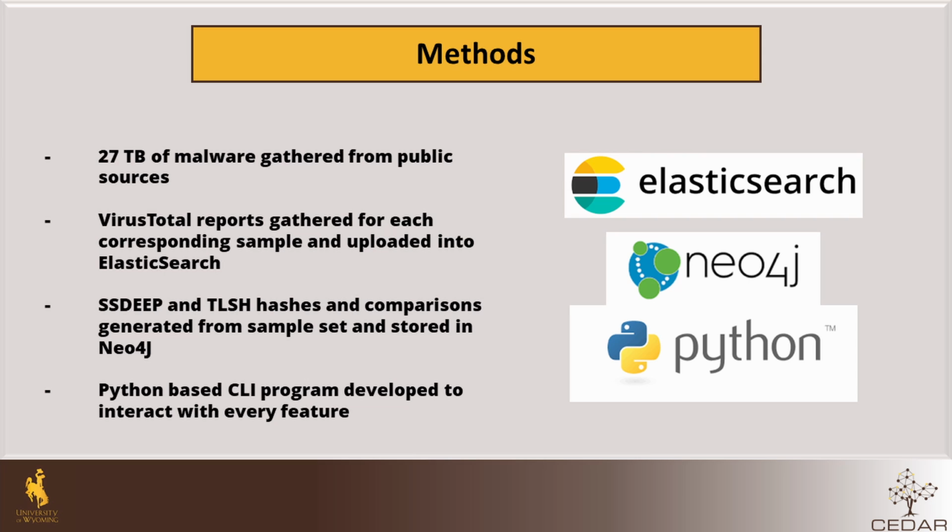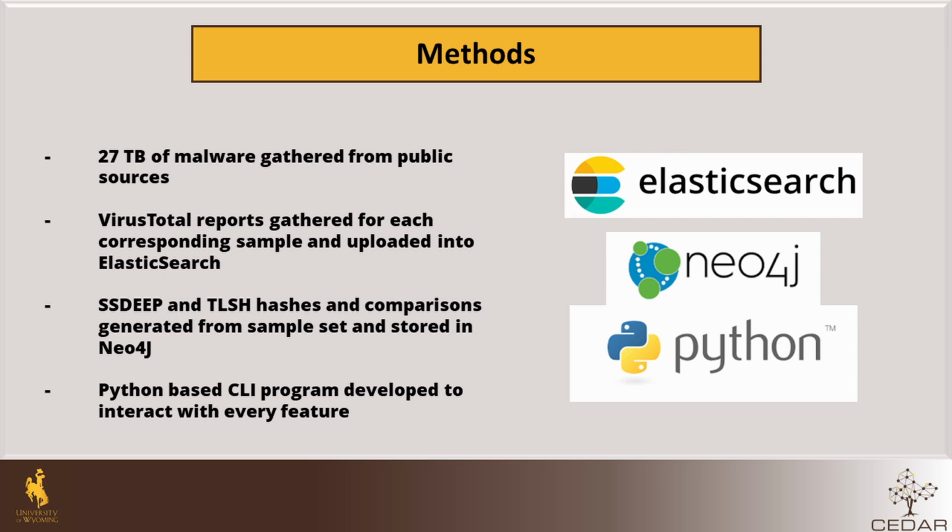So the methods we used to complete these goals were Elasticsearch, which is a search optimized database. So when we're working with big data, we need a big data solution. Elasticsearch allows us to search effectively and efficiently, and allows us to interact with and modify and retrieve data in an efficient manner. So we chose Elasticsearch for that database, which is what the 27 terabytes of malware that we're talking about, that's where that's stored. That's where all its characteristics and all the information we have is stored.